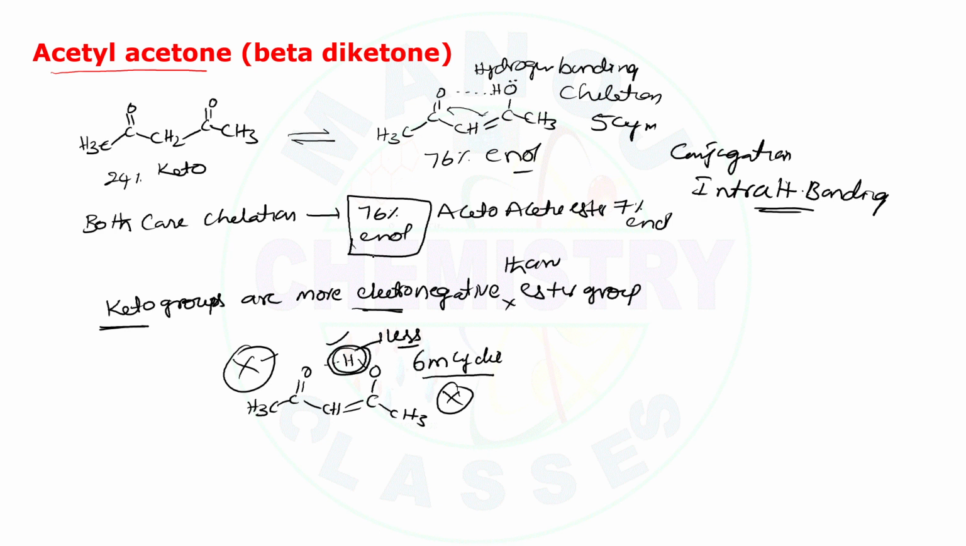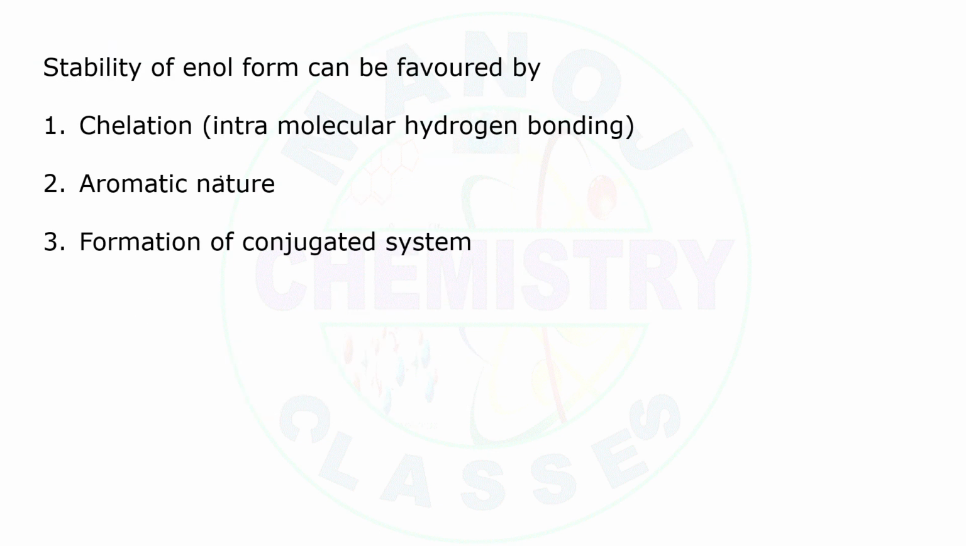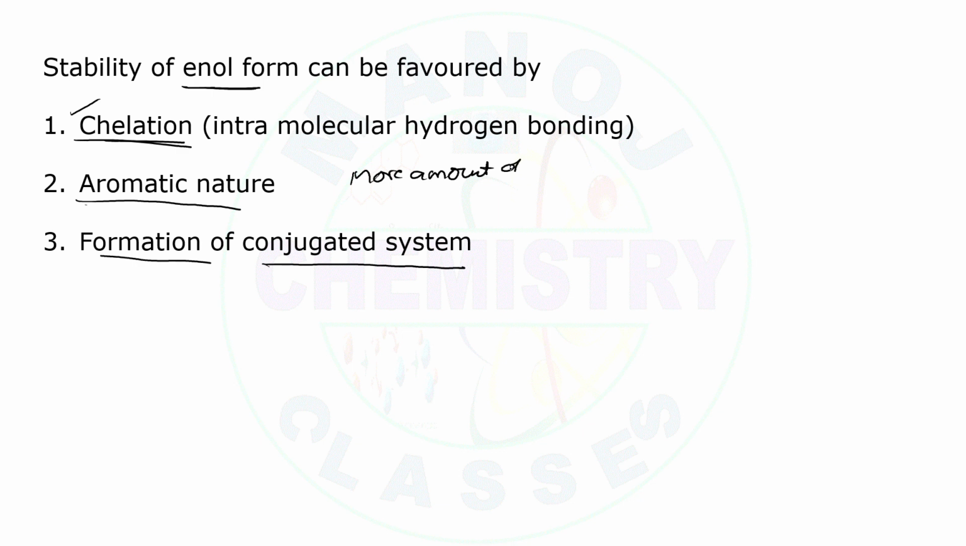What are the factors which influence the stability of the enol form? The stability of the enol form can be explained by chelation, which we have already discussed. The next one is aromatic nature, and the next is formation of a conjugated system. These are the factors which influence the stability of the enol form, meaning more enol form is stabilized by these conditions.